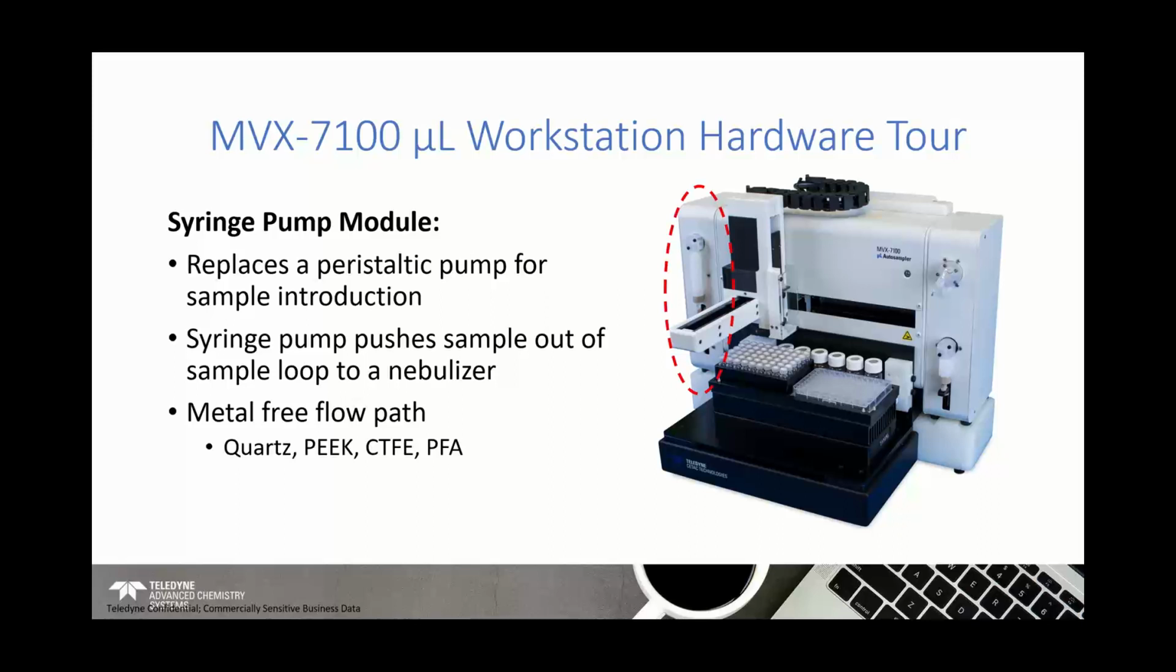So this will deliver an introduction flow rate that we decide, or the user decides, and it will push the sample off the sample loop on the 6-port switching valve to the nebulizer. Now, I say this is going to take the place of your peristaltic pump. There is only one use for the peristaltic pump when you're using this on your system, and that's for draining your spray chamber. And similarly, the other side of the system is a metal-free flow path, PFA syringe, PEEK fittings, and a CTFE syringe switching valve.